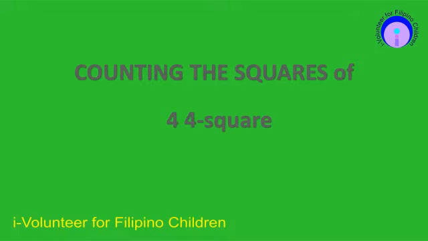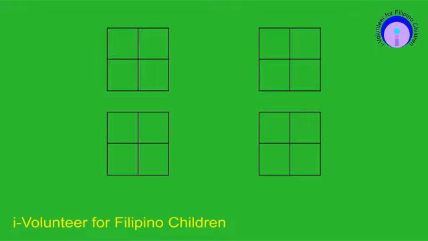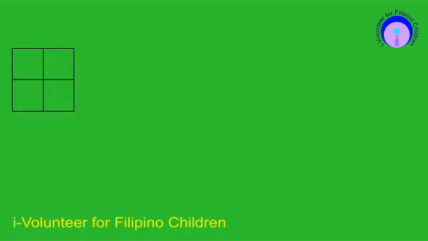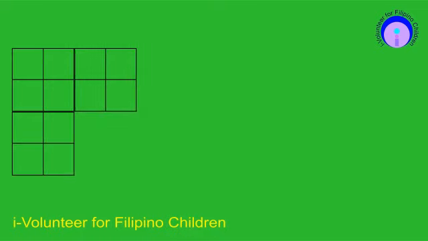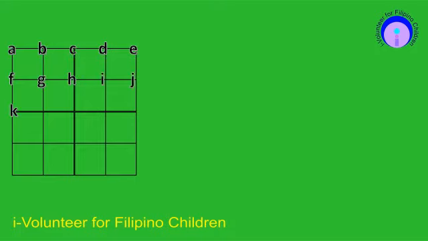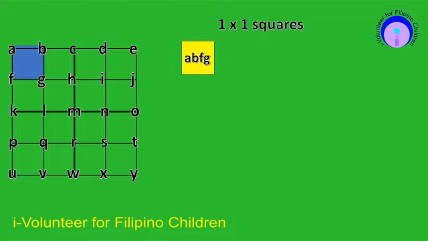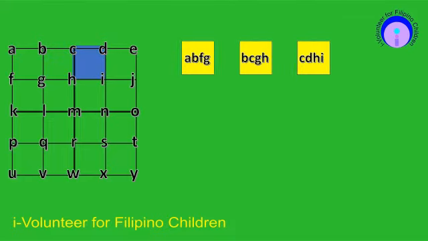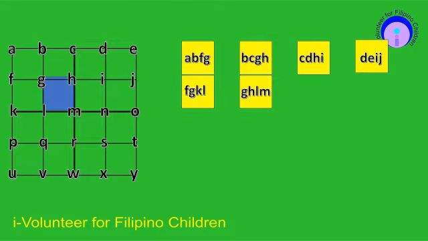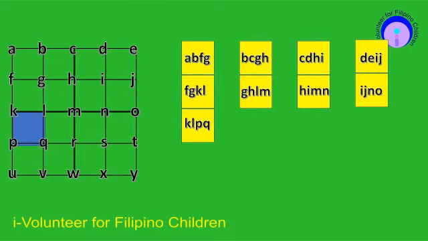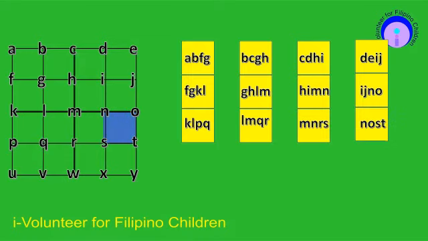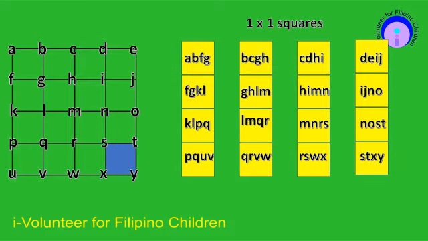Now we try a bigger square. 4 4-squares are put together side by side. Now, let's label them. Now, let's start counting the individual squares. 1, 2. There are 16 squares.